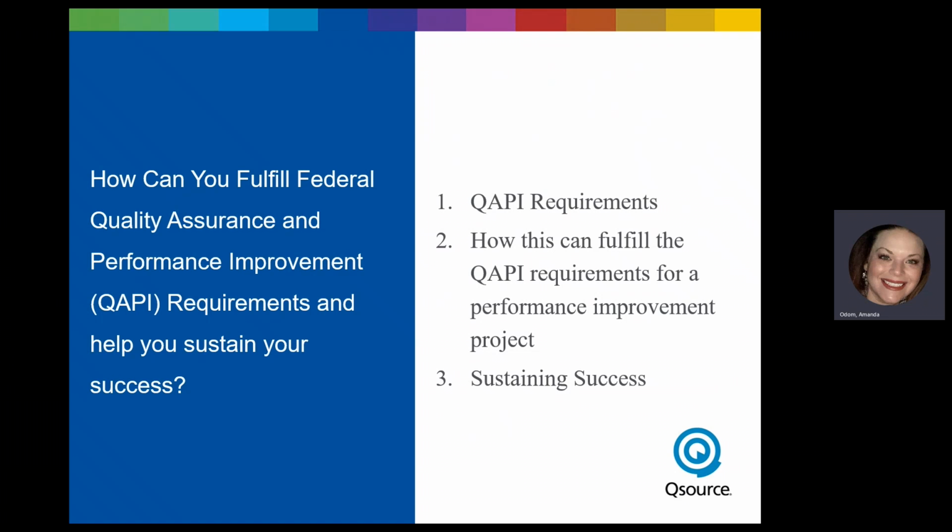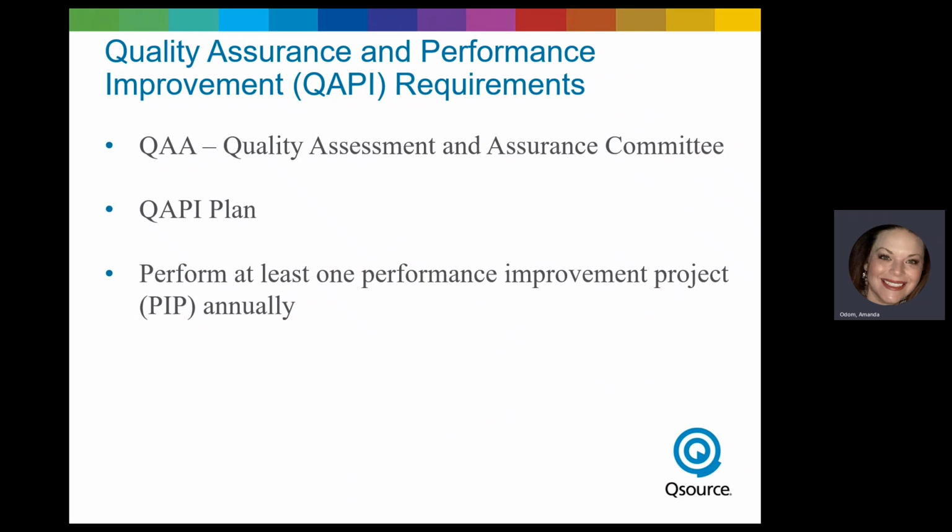You can fulfill the federal quality assurance and performance improvement requirements by understanding the basis of the QAPI program to meet quality standards, meeting quality standards with formalizing a performance improvement project, and thereby sustaining your success with antipsychotic reduction. Quality assurance and performance improvement, or QAPI, is the merger of two complementary approaches to quality management. Quality assurance is a process of meeting quality standards and assuring that care reaches an acceptable level.